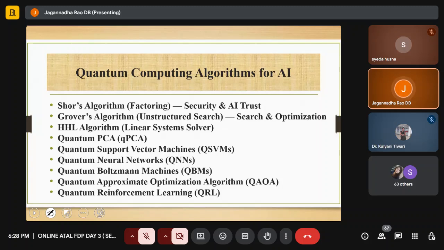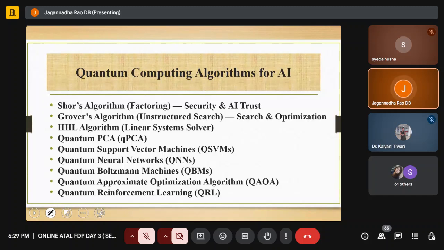In quantum computing, we have simply talked about Shor's and Grover's algorithms. Not only these, we have many more algorithms. First are Shor's algorithm, Grover's algorithm, the HHL algorithm, and quantum PCA, quantum support vector machines, quantum neural networks, quantum Boltzmann machines, quantum approximate optimization algorithm, and quantum reinforcement learning.